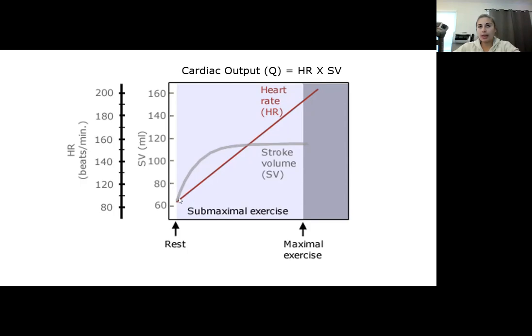What else do we see happening? Stroke volume, again the amount of blood pumped by the heart per beat. It's going to increase during submaximal exercise, then we see a plateau and it levels off, even during maximal exercise. Why does stroke volume plateau? What is the reason why stroke volume plateaus?